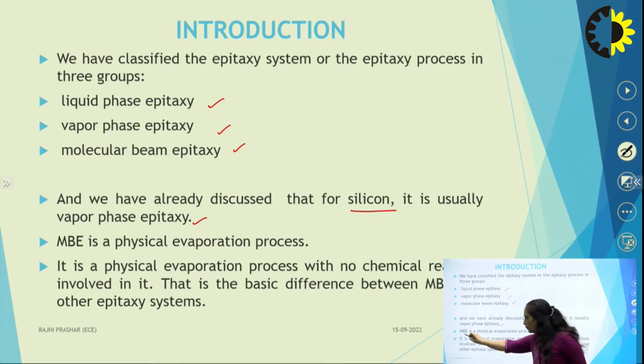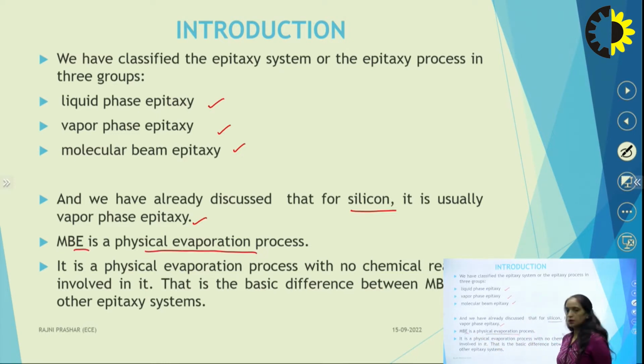And MBE, molecular beam epitaxy, is a physical evaporation process where the substrate and the dopants are evaporated, then mixed, and then deposited on the wafer. So it is a physical evaporation process with no chemical reaction involved. The basic difference between MBE and the other epitaxial systems we have seen till now is that there is no chemical reaction involved in MBE, whereas in liquid phase epitaxy and vapor phase epitaxy there are some chemical reactions involved.